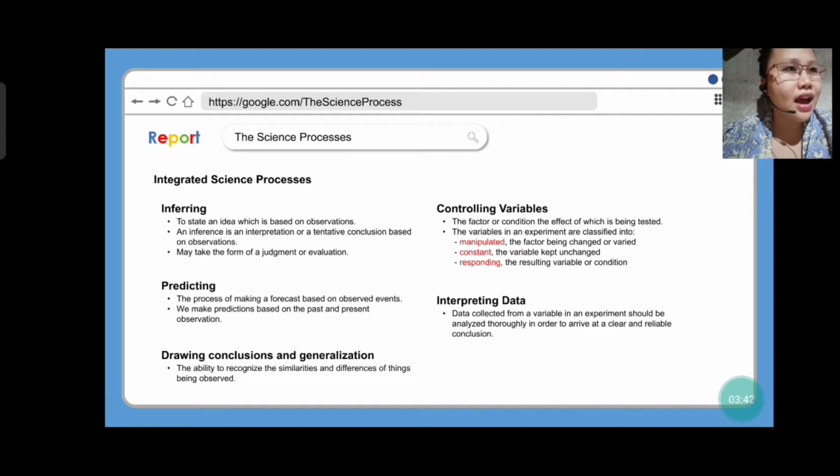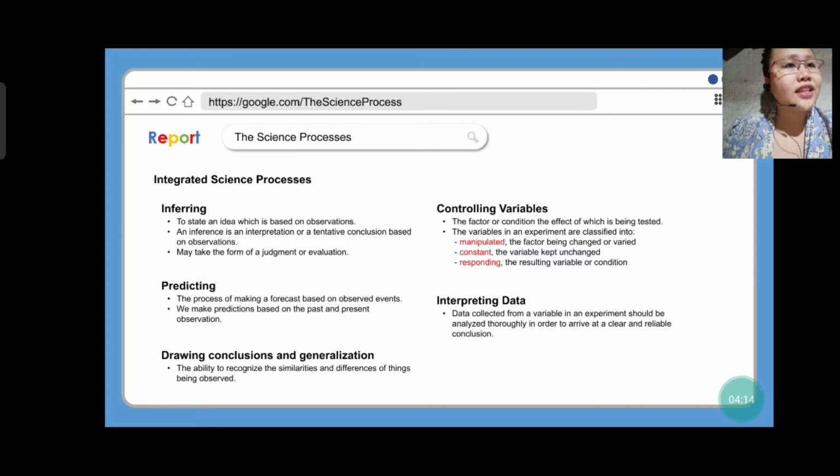So we have observing, which is the first basic skill. Now, in the integrated science processes, we have inferring, to state an idea based on our observation, which is based on our five senses. An inference is an interpretation or a tentative conclusion based on our observations. Then, it may take the form of a judgment or evaluation.